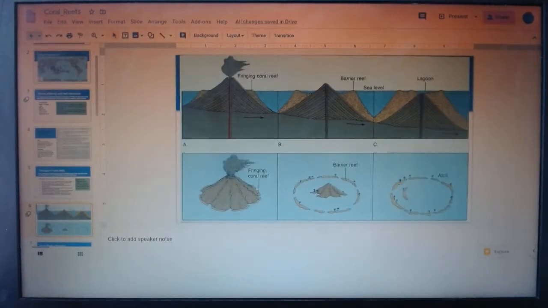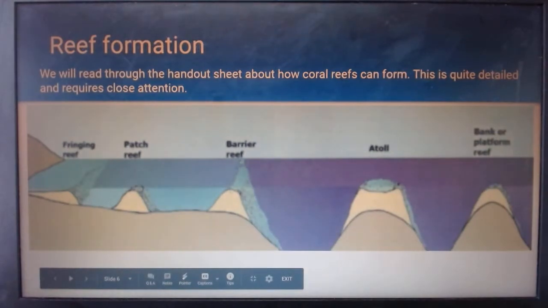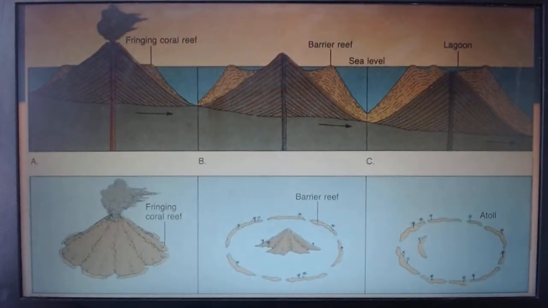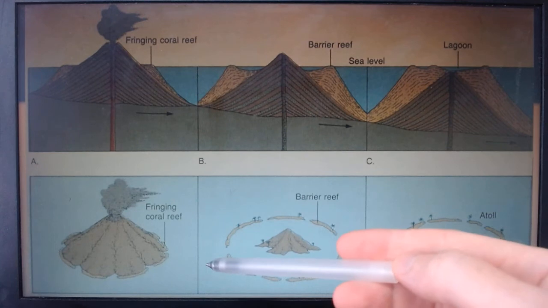Okay, so to continue on with our reef formation. This is mainly how an atoll forms. Not all reefs form around volcanoes, but it's just a simple little diagram. Mainly the one at the bottom I want to look at here.